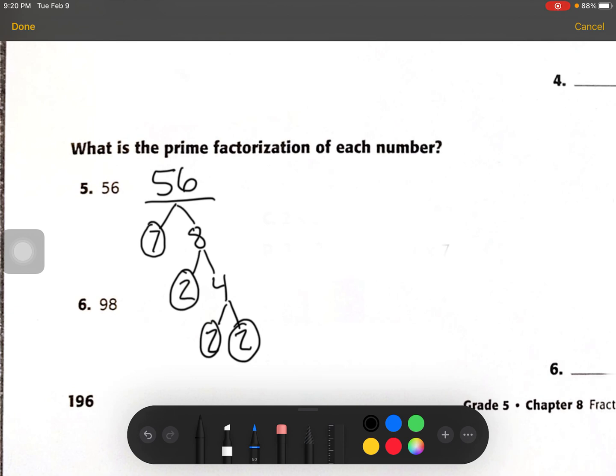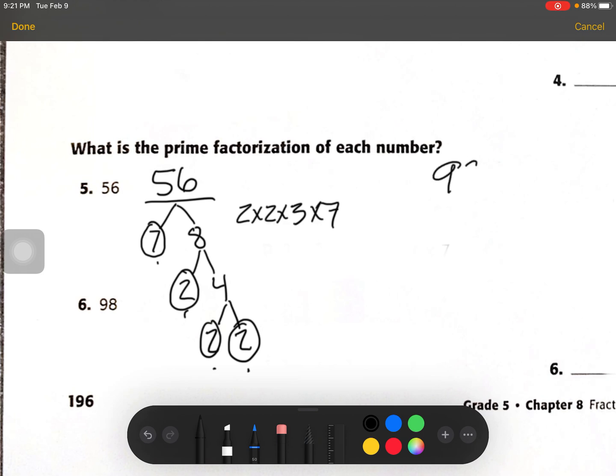Now you're not done. Prime factorization asks you to then order them from littlest to biggest. So I have 2, 2, 2, and then I have a 7. So do you see that answer somewhere?